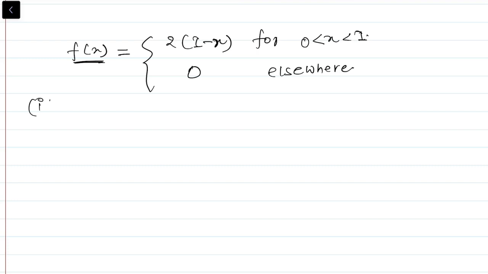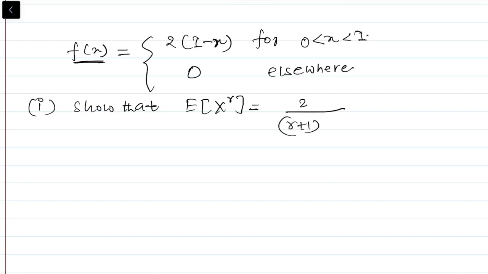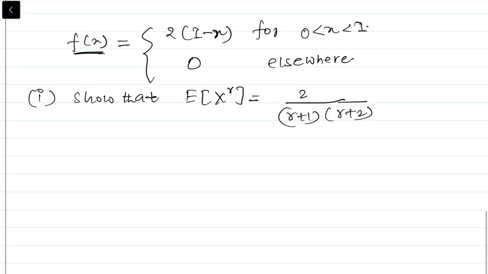Now the first question is to show that the expectation of x to the power r is equal to 2 divided by (r plus 1) times (r plus 2). So this is the first question. Let's do this first, then we'll move on to the next question. There is one more question.